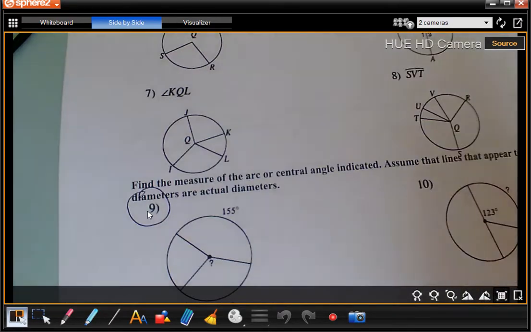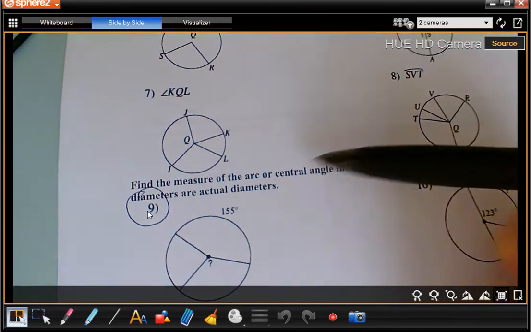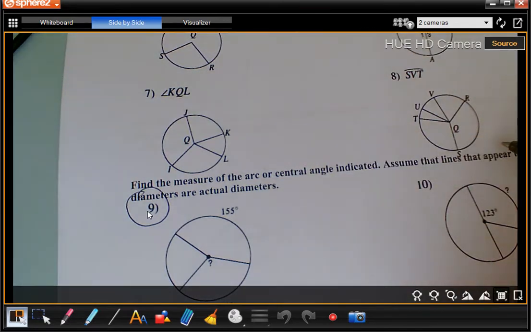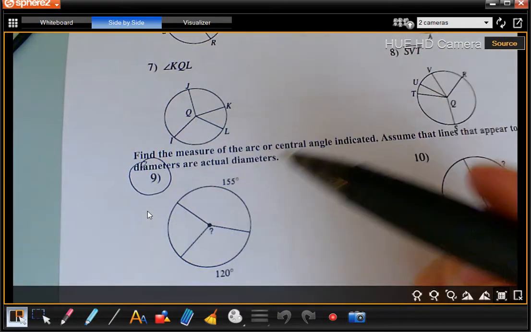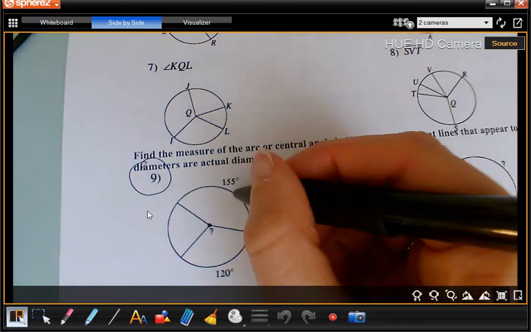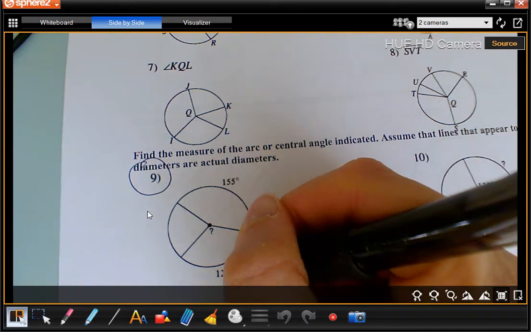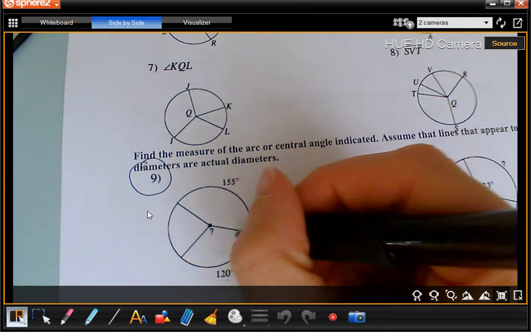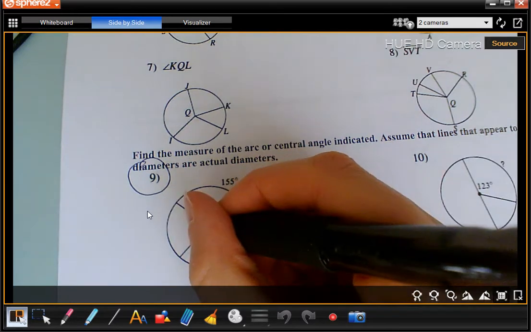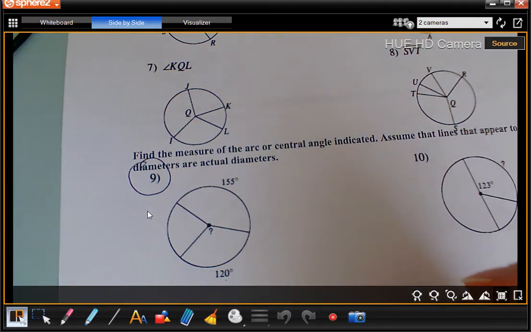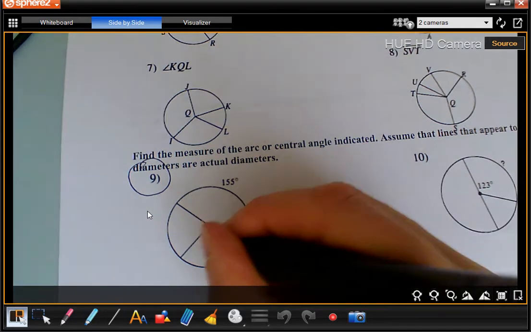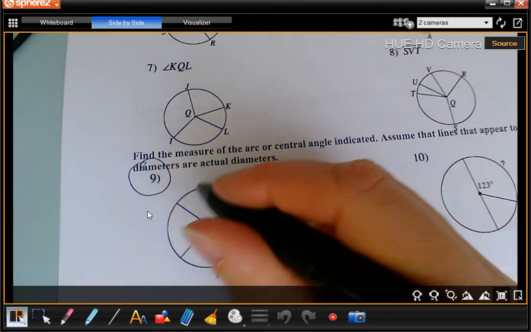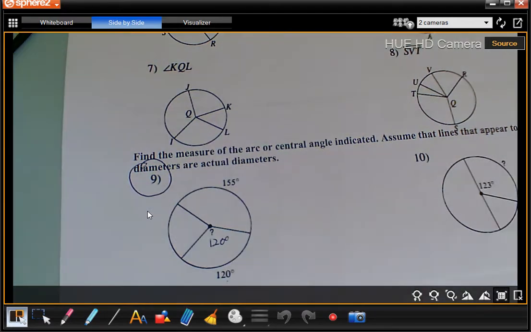Okay, let's get a little more complicated. We want to find the measure of the arc or central angle indicated. Assume that the lines that appear to be diameters are actually diameters. So we're looking right here. We know this angle is 155, this is 120. We want to know what this angle is right here. This is the center of my circle. So since it is the center, it is going to be the same angle. It's going to be 120. Now, if it was an inscribed angle, it would be different.